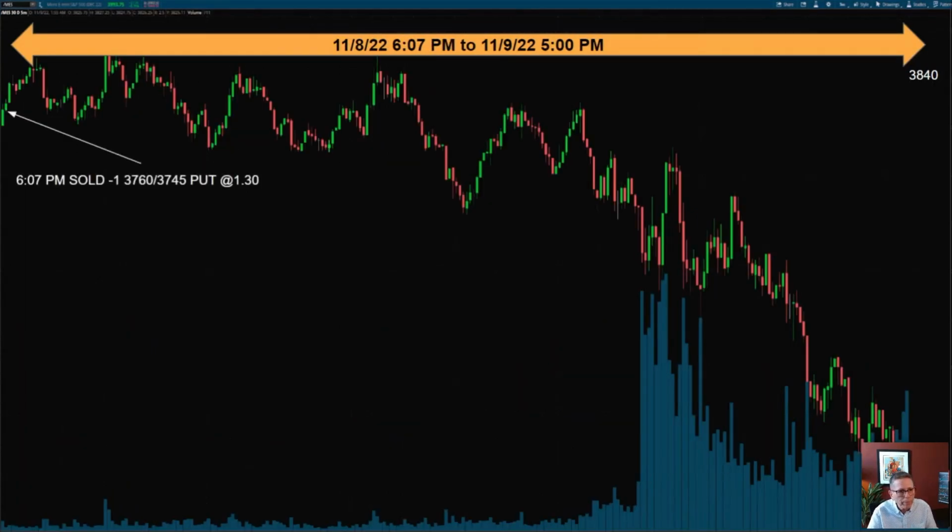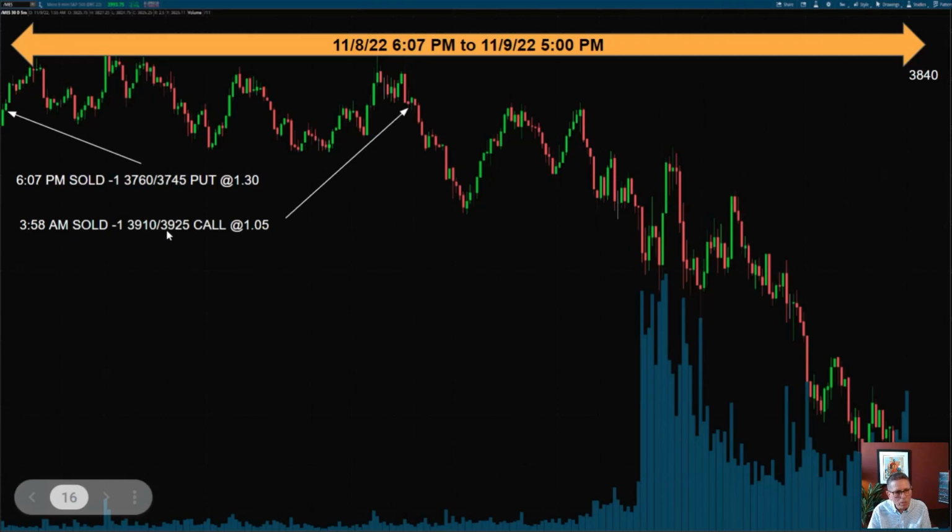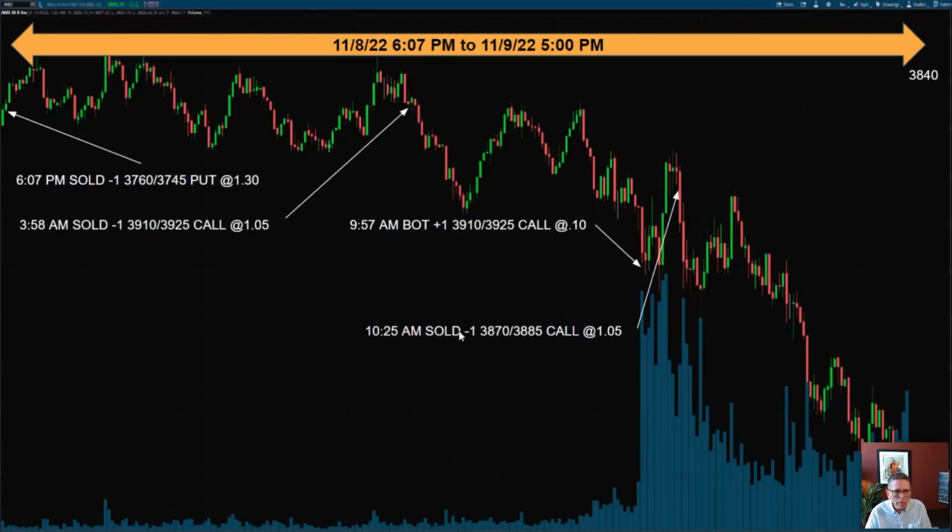Okay, here at 6:07, so it's right after the overnight session, I put on a 37.60, 37.45 put. I placed the put spread at 6:07, and then I placed the call spread at 3:58. Now I don't usually do that, but I was awake at night, and I saw this and tried to get in. Right. So the call side worked beautifully. It went down and got out.